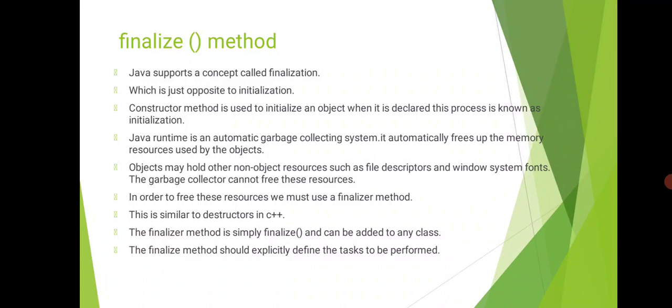This is similar to a destructor in C++. Okay, the finalizer method is simply finalize, with opening and closing parentheses, and it can be added to any class. The finalizer method should explicitly define the task to be performed. So what does it do? Forcibly, it will perform the task.